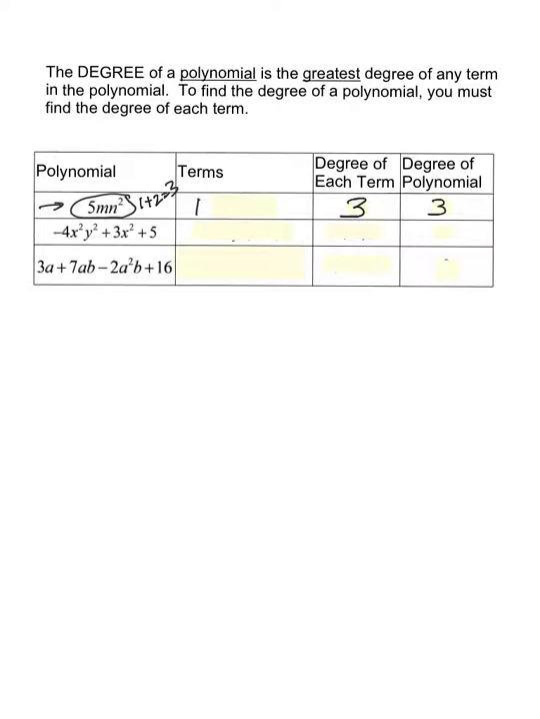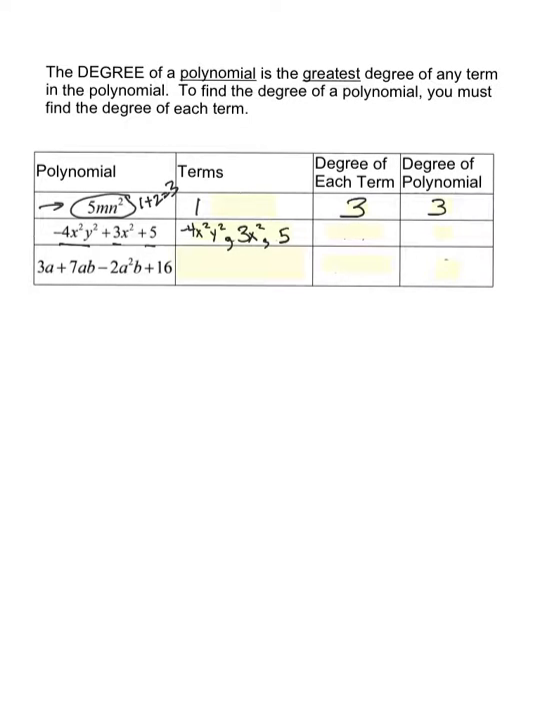Now we have to look at the next one. What type of polynomial is it? 1 term, 2 terms, 3 terms. So it is a trinomial. My terms are negative 4x squared y squared, comma, 3x squared, comma, 5.